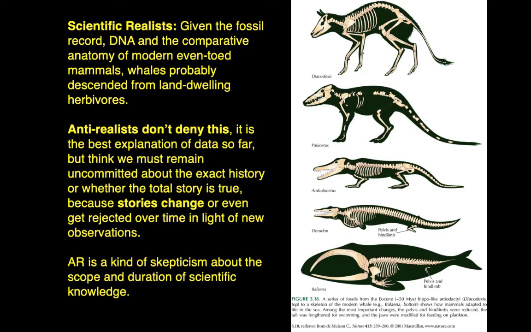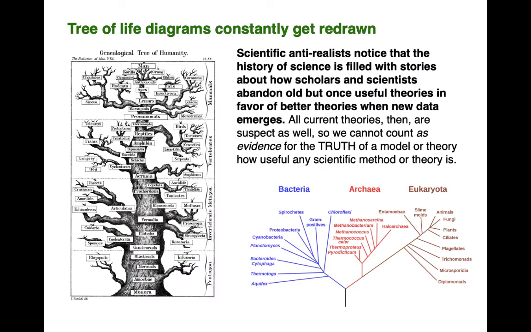Anti-realists don't deny this. It's the best explanation of data so far, but think we must remain uncommitted about the exact history or whether the total story is true, because stories change or even get rejected over time in light of new observations. Anti-realism is a kind of skepticism about the scope and duration of scientific knowledge. Tree of life diagrams constantly get redrawn.